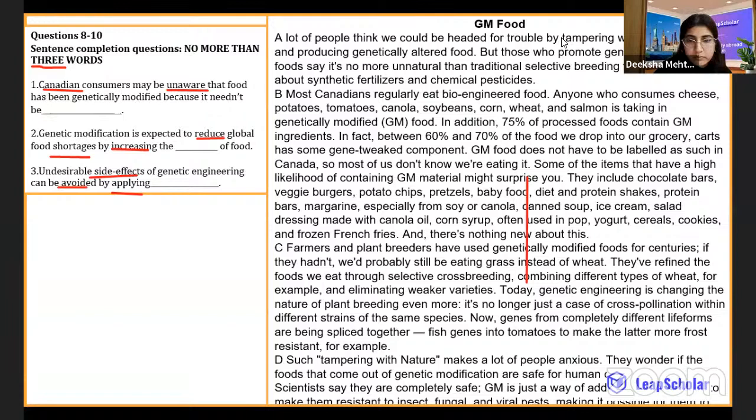This is the first half of the passage. Okay, very good. Excellent.